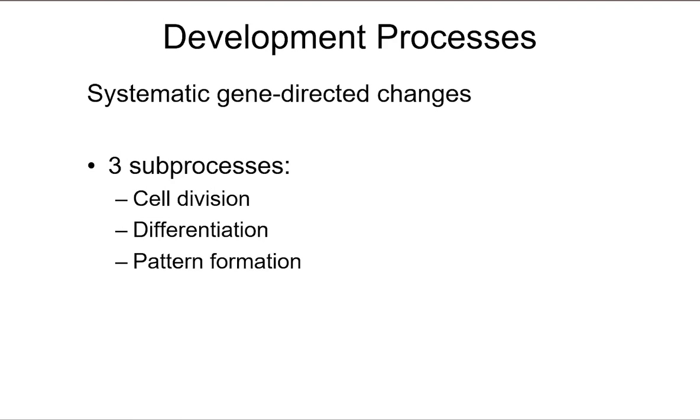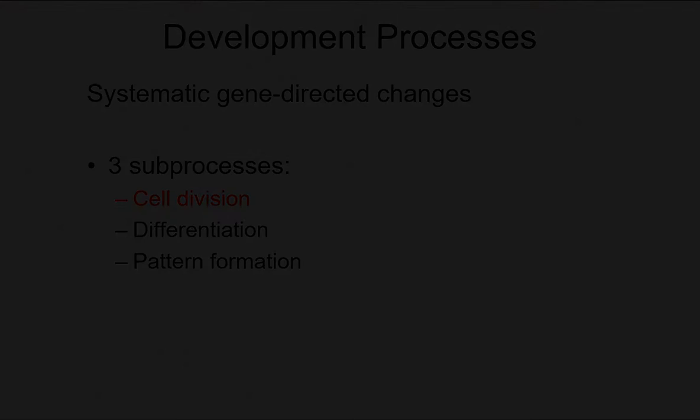Today we're going to look at three processes in particular that are involved in animal development. And those are cell division, differentiation, and pattern formation. And we're going to go ahead and start with cell division.